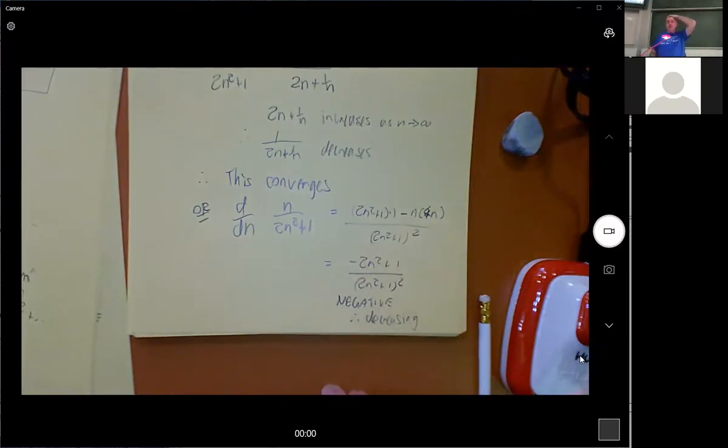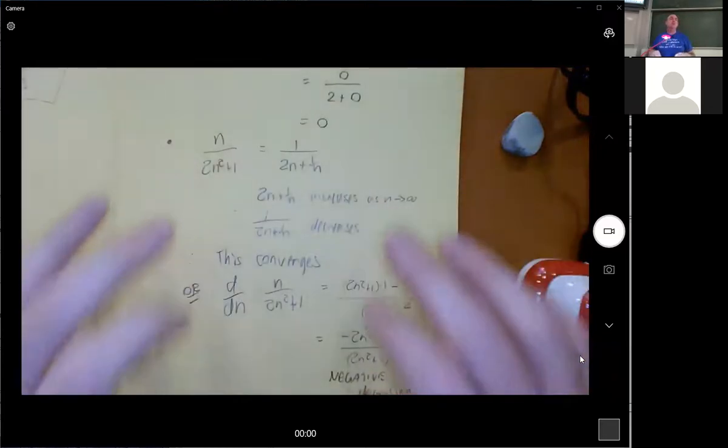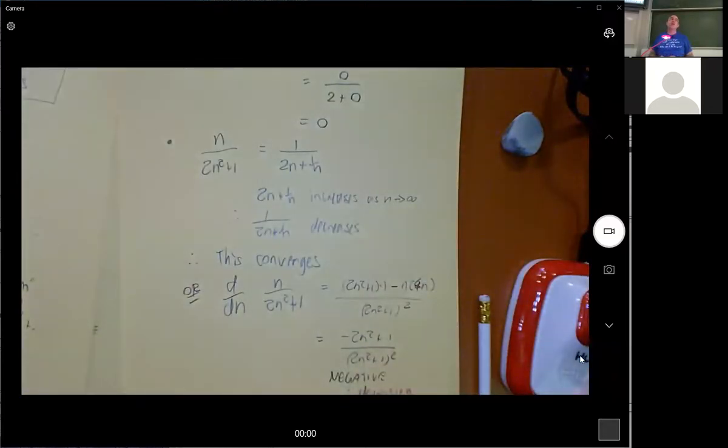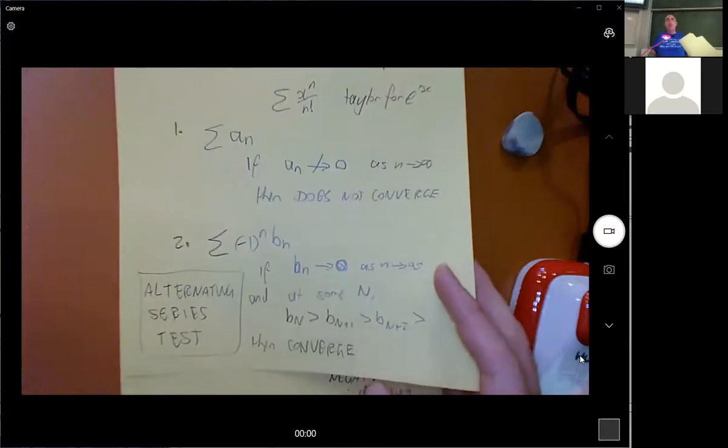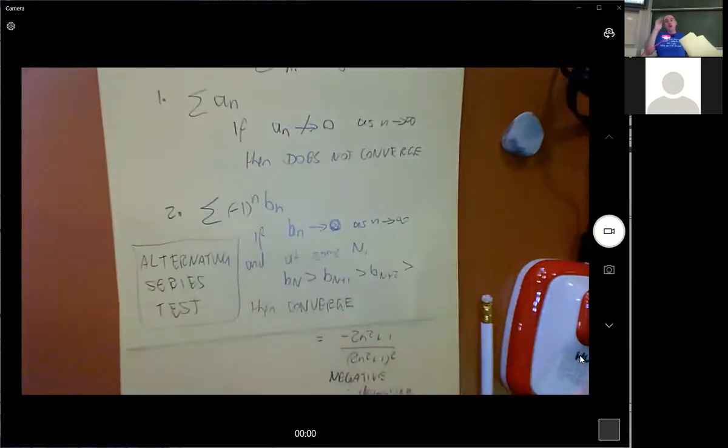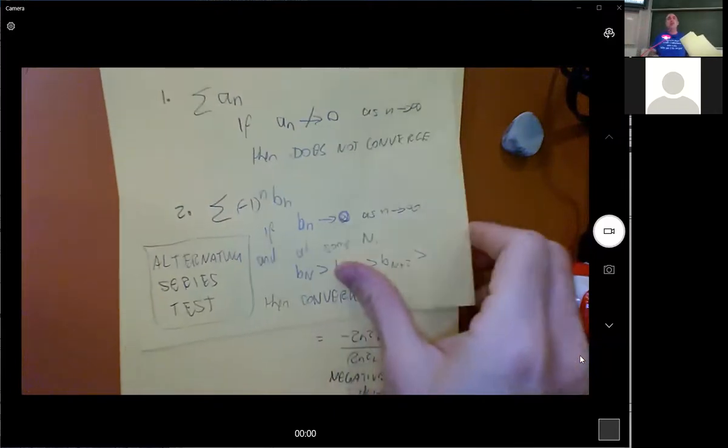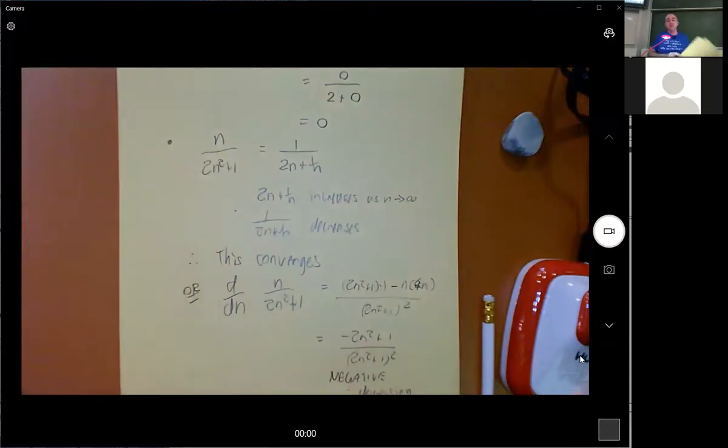Yeah, so this is the hardest part, convincing someone that it's decreasing as n gets bigger. Because the problem with the alternating series test is, it might decrease sometimes and then go up a bit and then go up a bit. If it keeps on going up a bit, then you can't be sure it converges.